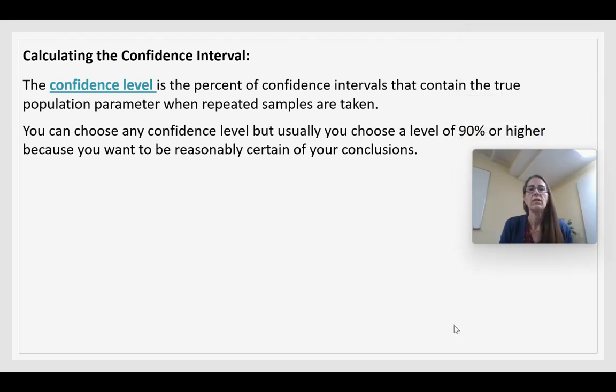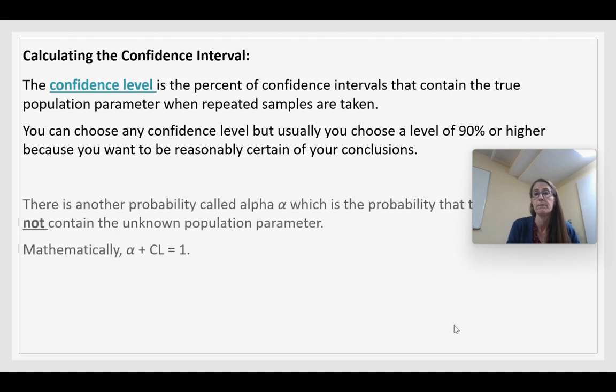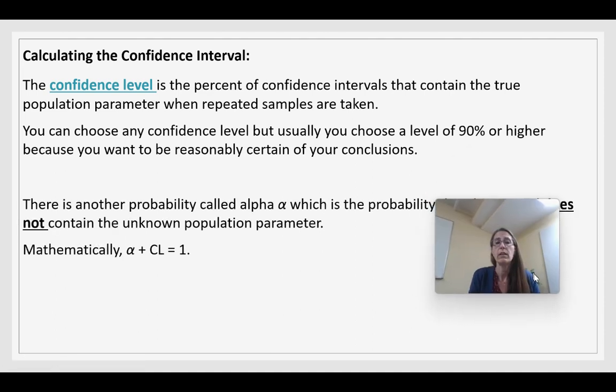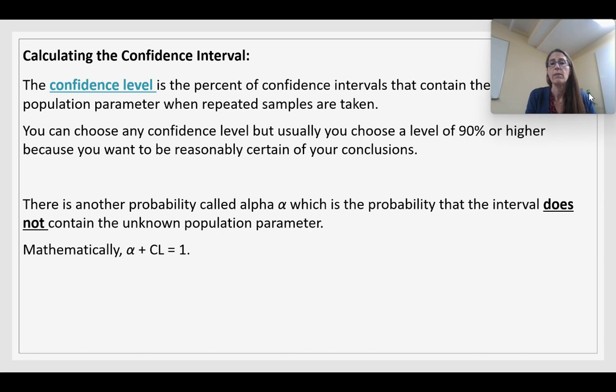The confidence level is the percent of confidence intervals that contain the true population parameter when repeated samples are taken. You can choose any confidence level, but usually you choose a level of 90% or higher because you want to be reasonably certain of your conclusions. There's another probability called alpha, which is the probability that the interval does not contain the unknown population parameter. Technically, mathematically, alpha plus our confidence level equals 1.